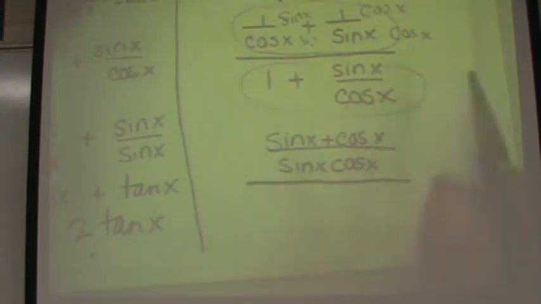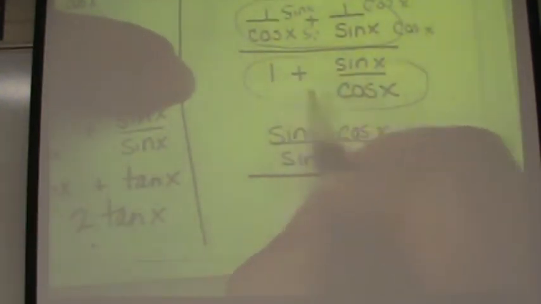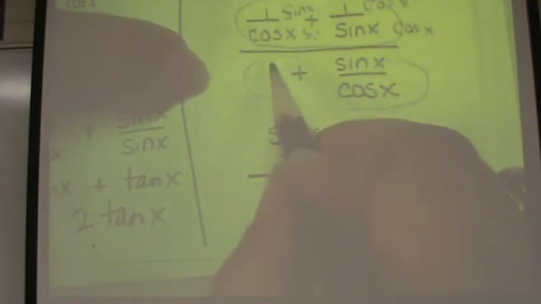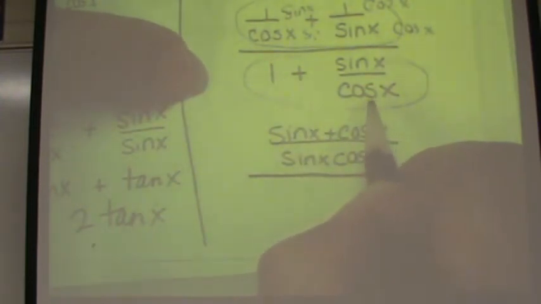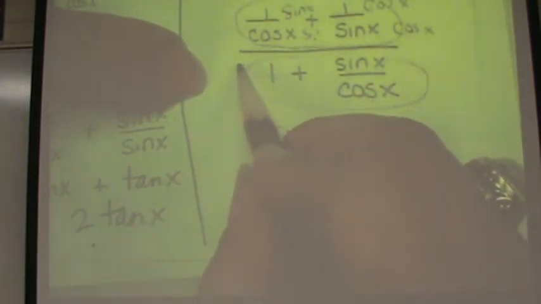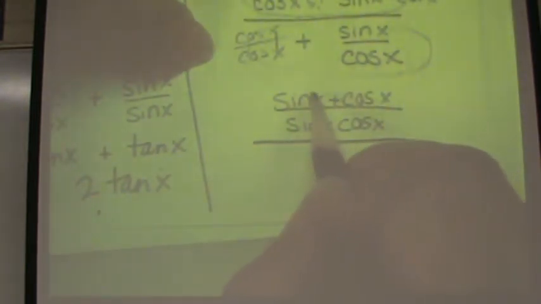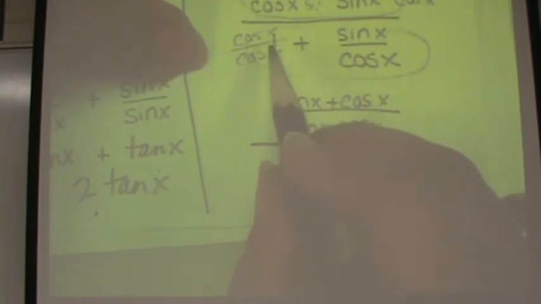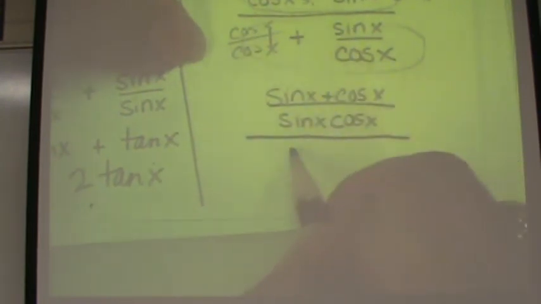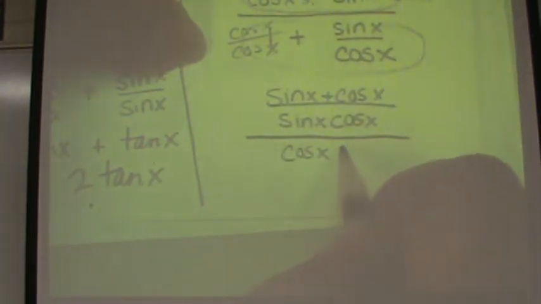Then over. Now, can you get a common denominator here? What would you turn 1 into so you can add it to this? Make this cosine x over cosine x. So if you made that cosine over cosine, you'd have cosine x plus sine x, and then you have over cosine x.